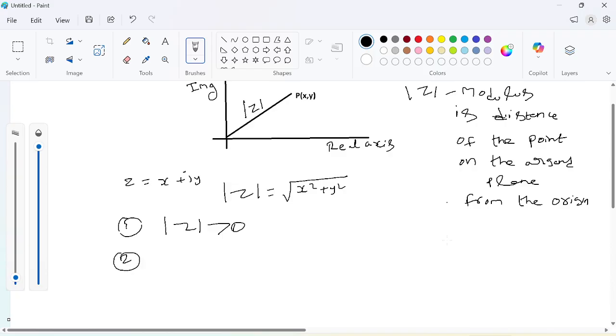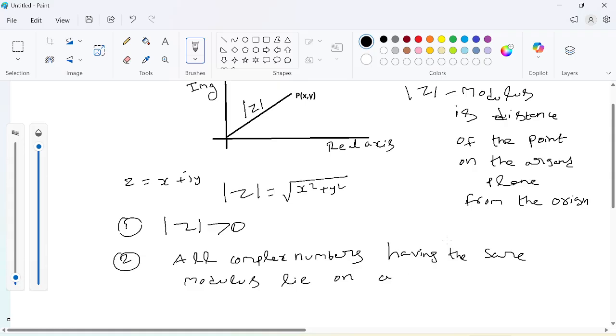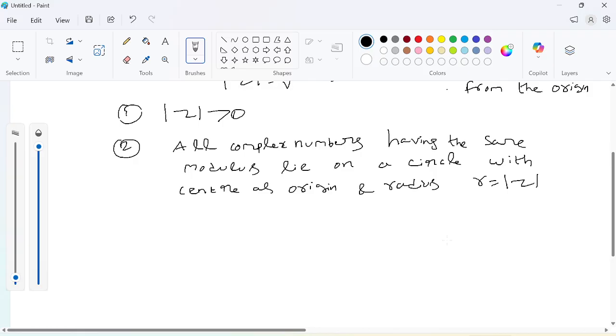And second, you have to remember that all complex numbers having the same modulus lie on a circle with the center as origin and radius r equal to mod z.